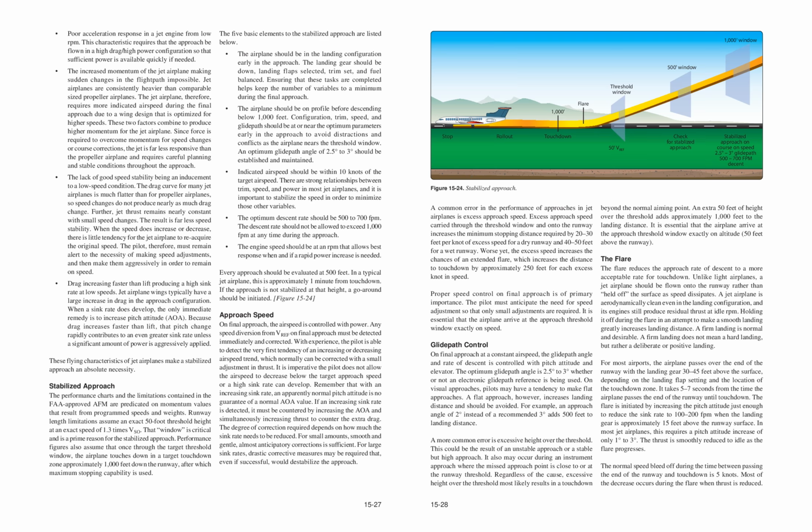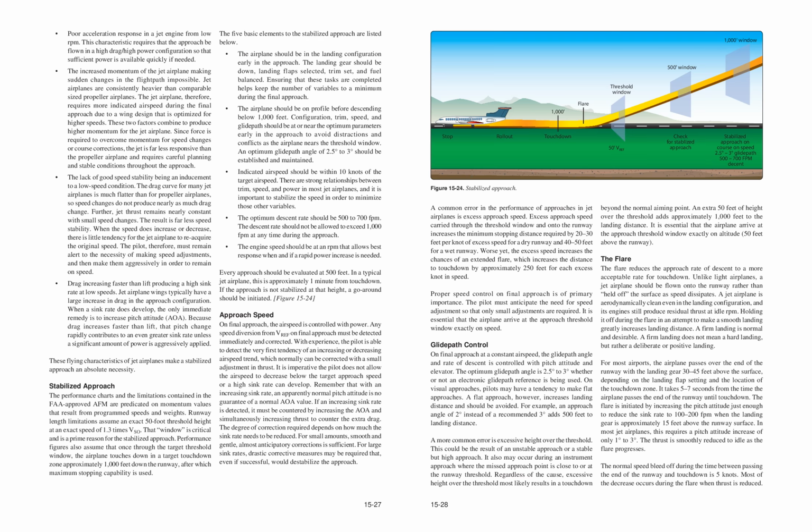Figure 15-24. Approach speed on final approach. The airspeed is controlled with power. Any speed diversion from VREF on final approach must be detected immediately and corrected. With experience, the pilot is able to detect the very first tendency of an increasing or decreasing airspeed trend, which normally can be corrected with a small adjustment in thrust.